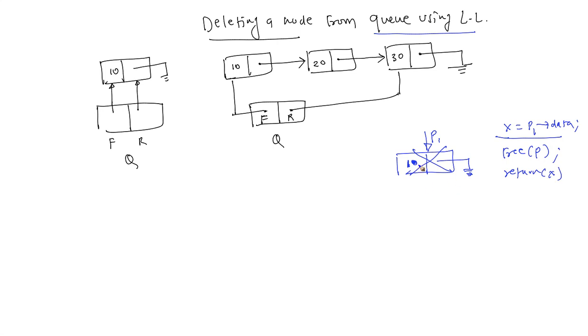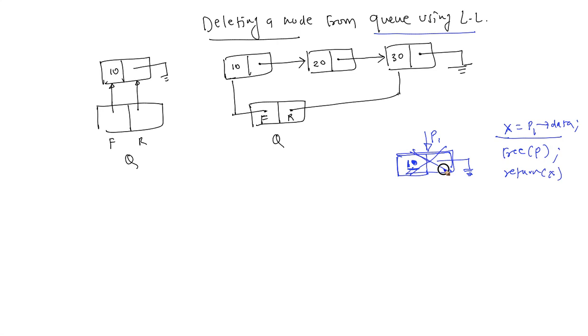So deleting a node means getting the value from the node, extracting this value. What is the name of this field? This is the data field. So p1 arrow data, because it's inside the structure pointed to by p1. So p1 arrow data will give me 10. I'll store this in the x variable.